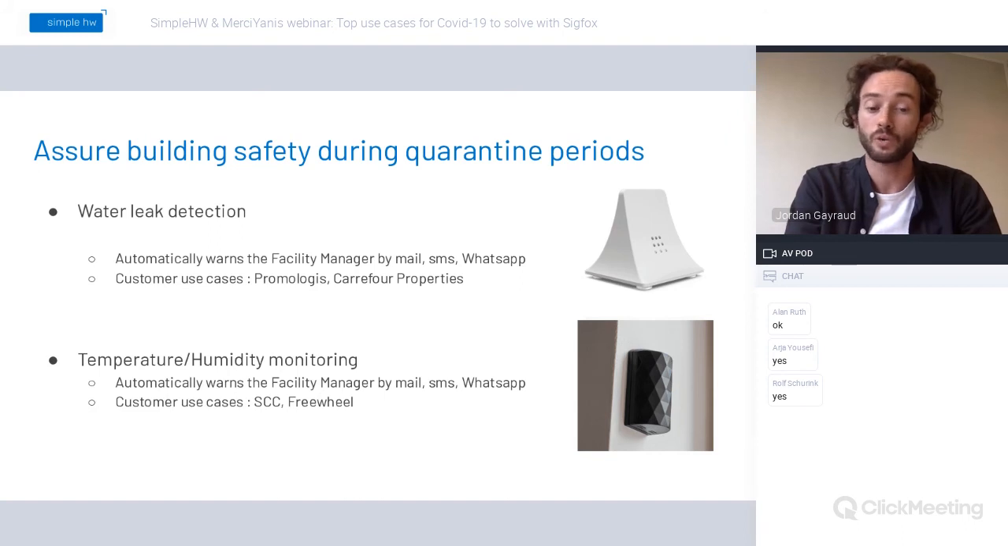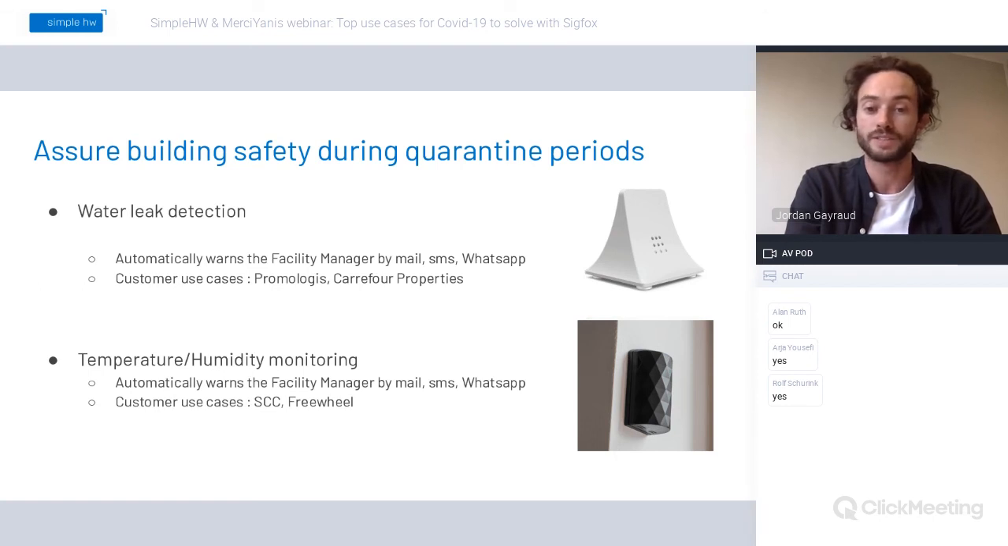We have two customer use cases for this. The first one is Promology. It is a French company that is using the sensor to monitor specific technical equipment. We have devices just next to water balloons, for example.